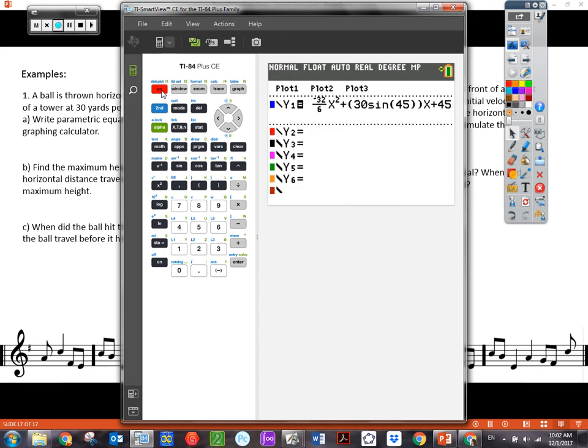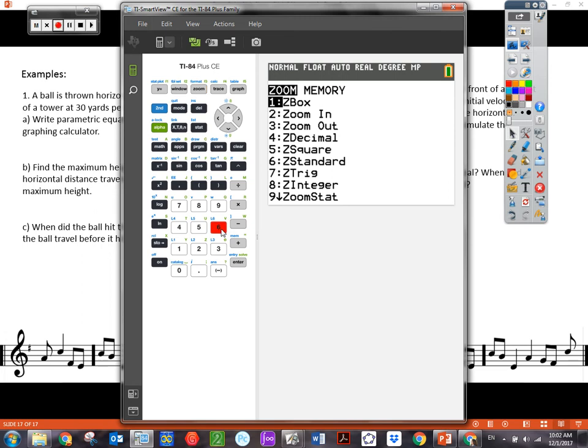And I go to my y equal, and I have my equation. I didn't even bother simplifying the negative 32/6 because the calculator doesn't care. I didn't want to inadvertently make some kind of a rounding mistake or something. So I just left it like that. My y equals is in there. So we really don't know what the graph is going to look like. So I would just do a zoom 6, so zoom standard, just to kind of take a look.